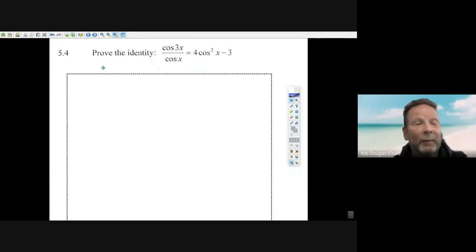Okay, here we are doing 5.4 of this trigonometry part of this supplementary paper. Let's just say prove this identity. We're going to prove that this side equals this side. Well, you know, there's a trick with this one.